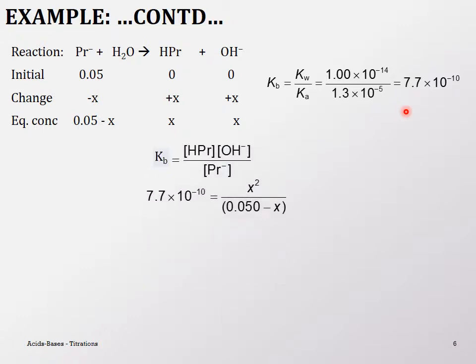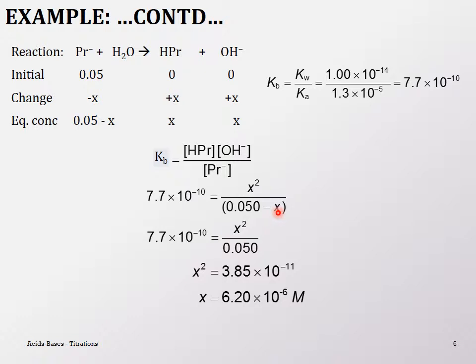Then you go ahead and set up your equilibrium constant, the Kb, which is very simple. We've done this a zillion times before. Products over reactants, and Kb is 7.7 times 10 to the negative 10, which we just calculated, equals X squared over 0.05 minus X, which is the propionate ion concentration remaining. Again, we're going to ignore X in the denominator because it's very small, which makes our life easy. Then you calculate X from X squared, and X turns out to be 6.20 times 10 to the negative 6.